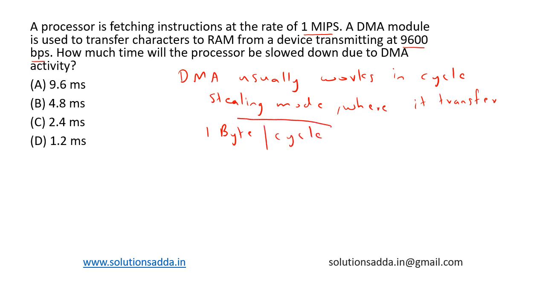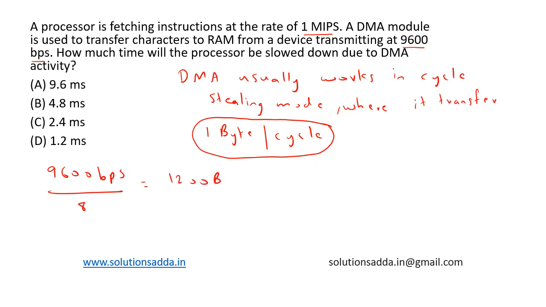This is the first assumption we have to make to simplify this. Given the DMA bandwidth as 9600 bits per second, we divide it by 8 to get the number of bytes per second, that is 1200 bytes per second.